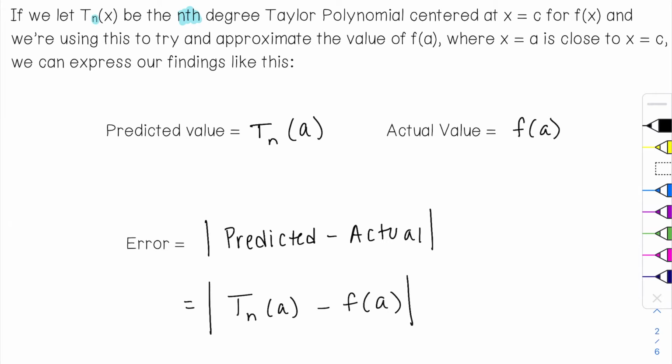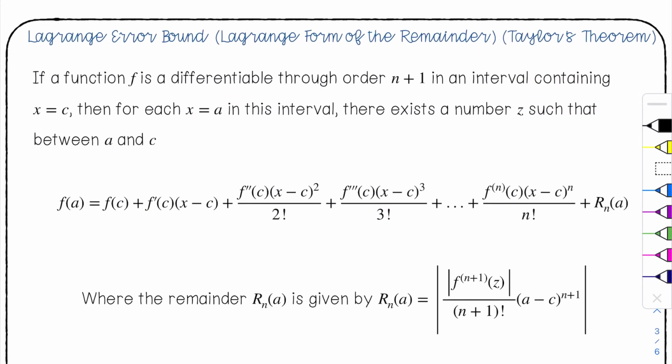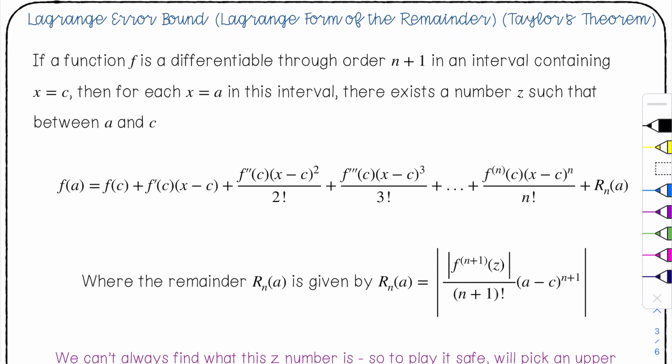So just like alternating series has a remainder to it, and we can figure out what the maximum error is, so do Taylor polynomials. And this is where something called the Lagrange error bound comes into play. So the Lagrange error bound, it's also just called the Lagrange form of the remainder or Taylor's theorem. All three names mean the same thing. Right? Taylor's theorem because it's about Taylor polynomials.